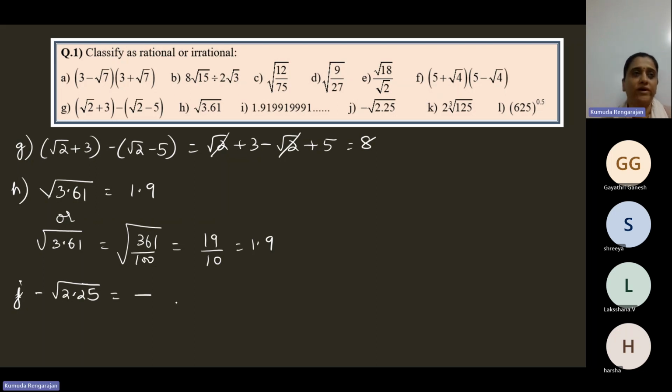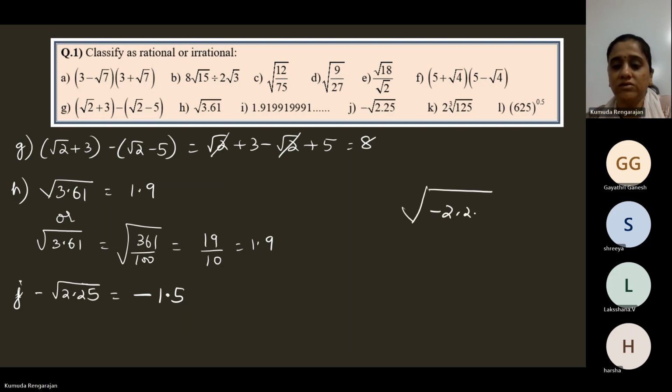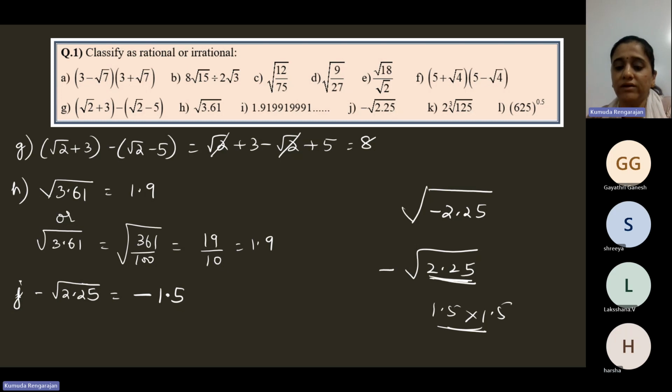What is the square root of 2.25? 1.5. So minus 1.5, correct? Gayatri? Yes, ma'am. Now minus 1.5. 1.5 is terminating, right? Yes, ma'am, it's terminating. Rational number. Whether it is positive or negative, it's terminating, so it's rational. No, ma'am, if we multiply minus 1.5 two times we'll get plus 2.25. No, the question is not this. The question is minus square root of 2.25. So when you multiply 1.5 and 1.5, you definitely get 2.25.